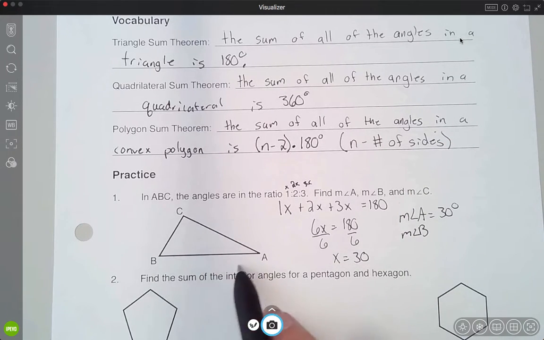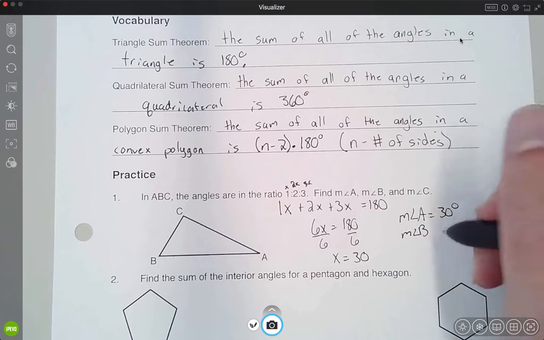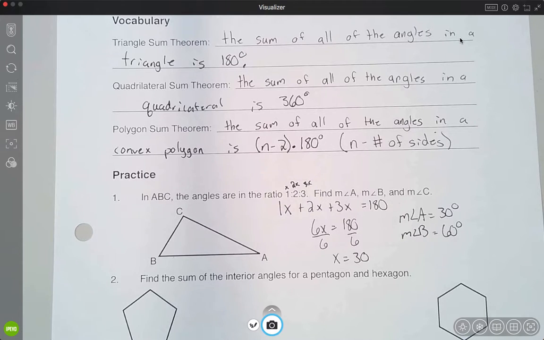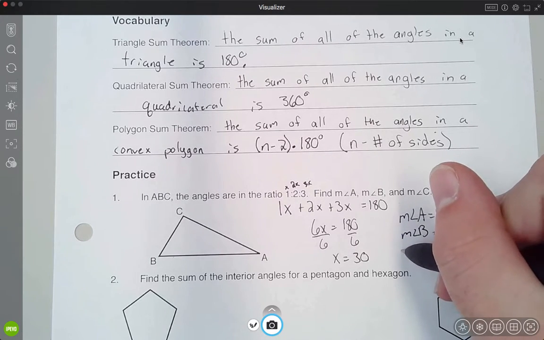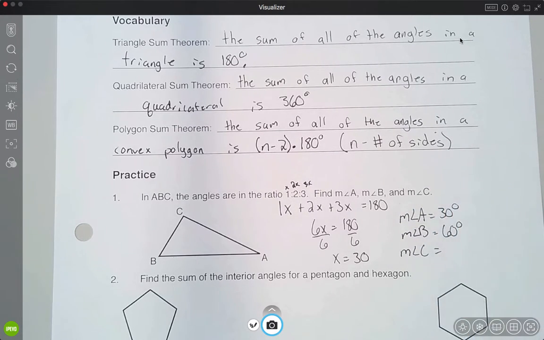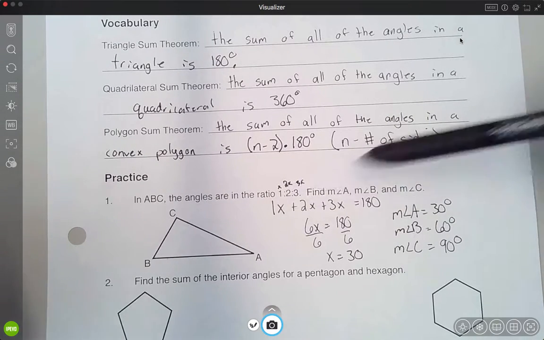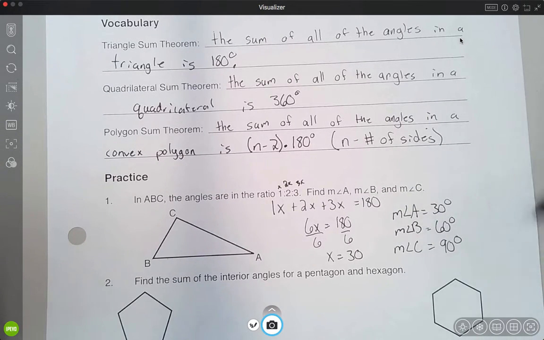So that's going to be my next one, which is going to be times 2. So that's 2x, or 2 times 30, which gives me 60. And then finally I have my measurement of angle C. It's going to be 3 times that 30, which is going to be my 90 degrees. So I'm taking and finding x, putting those x's with all of my numbers, solving for that x, and then plugging it back in, finding each individual angle.